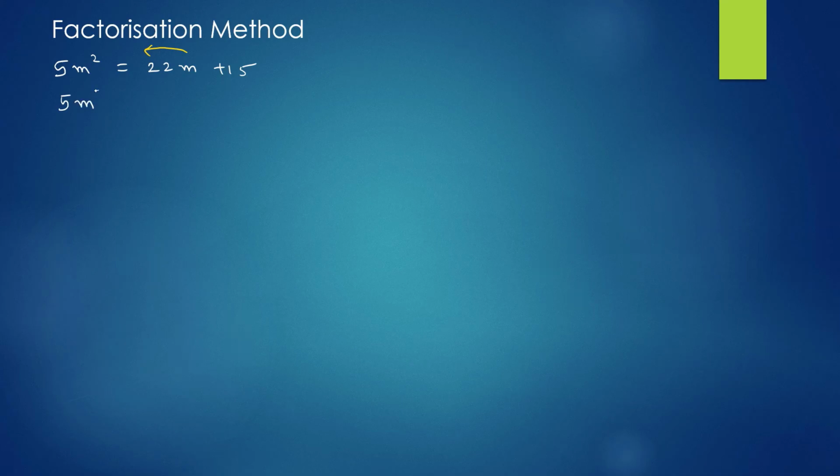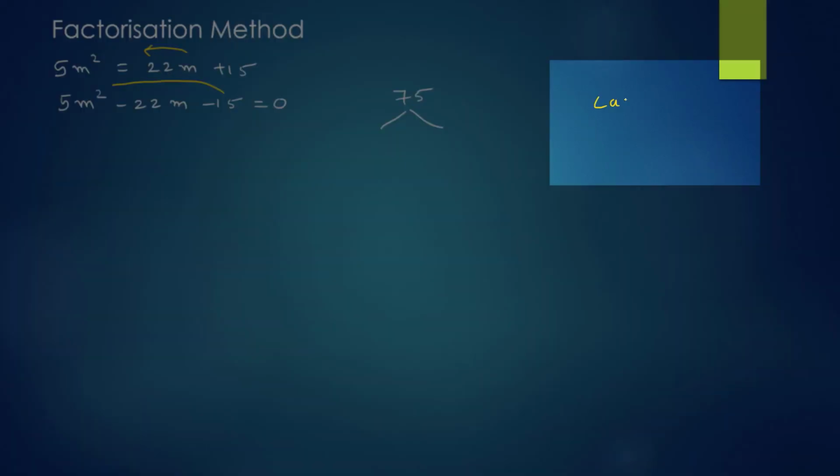So 5m square plus 22 will become negative 22m, plus 15 will become negative 15 if it goes to the left side, equal to 0. Now again, the first step was to multiply 15 with the 5. So 15 5s are 75. We have to split this 75, and again the rule was, last sign is minus. So the rule was that if the last sign is minus, then it can be either plus minus or minus plus.